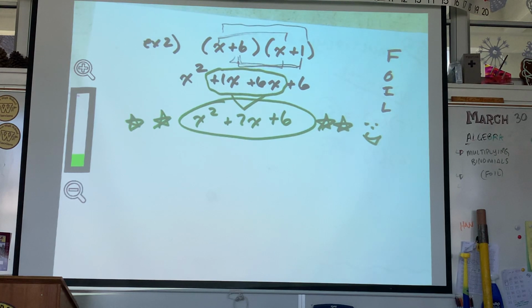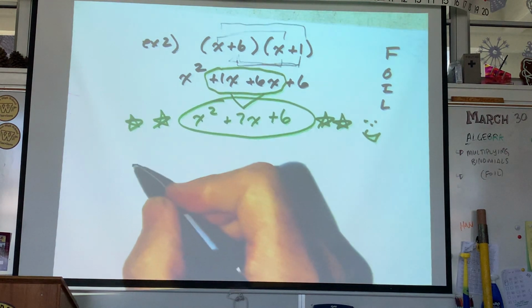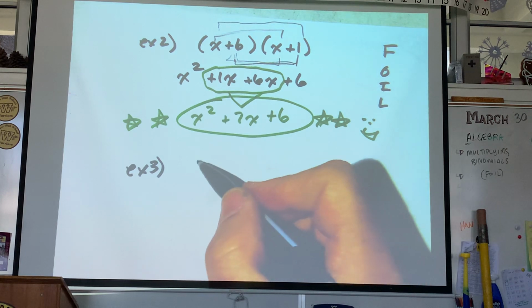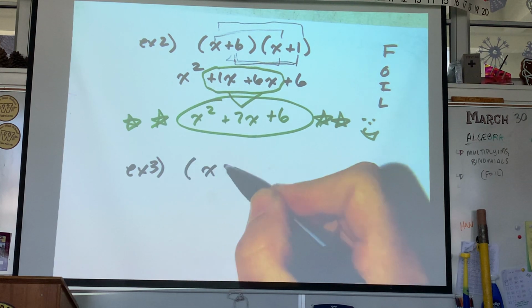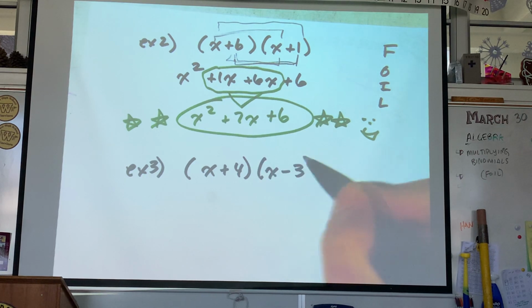Let's keep going. Let's mix in some signs, guys. It's not always going to be positive and fluffy and nice. The negative signs are going to creep in. Here we go. x plus 4 times x minus 3.